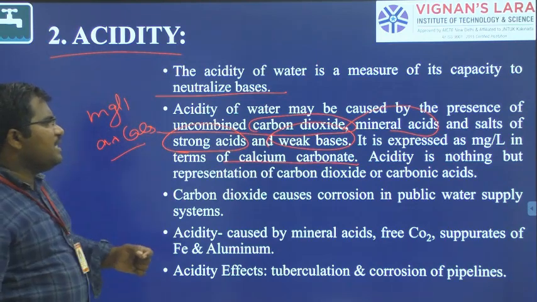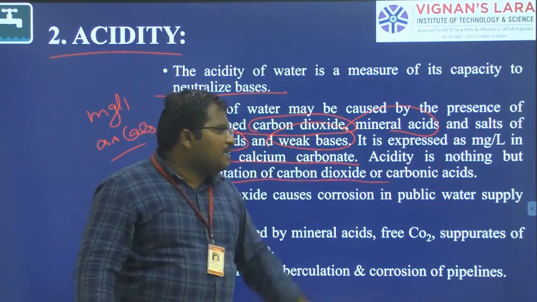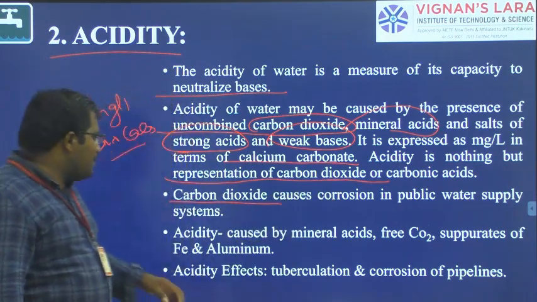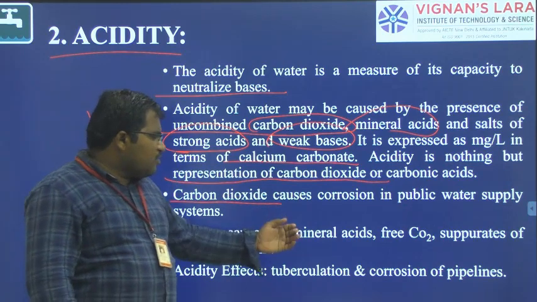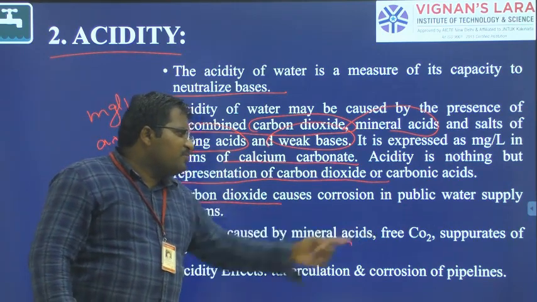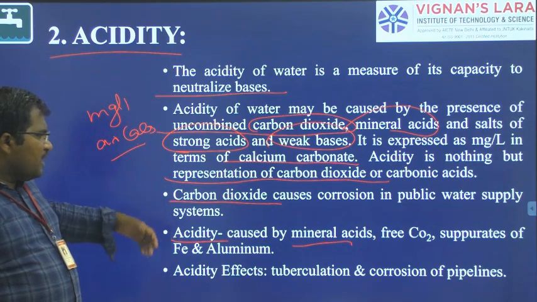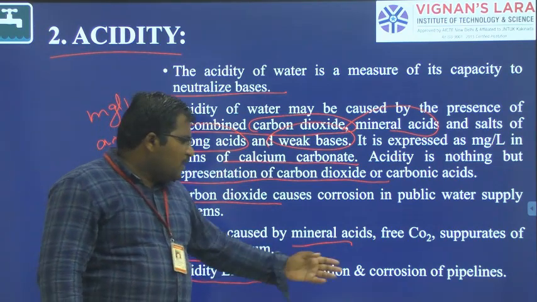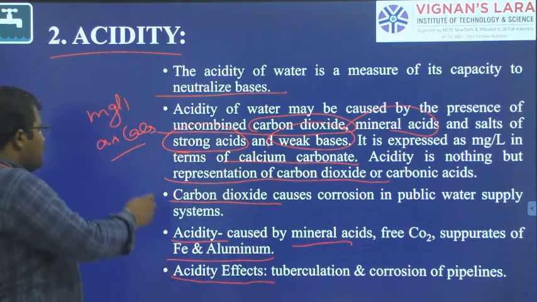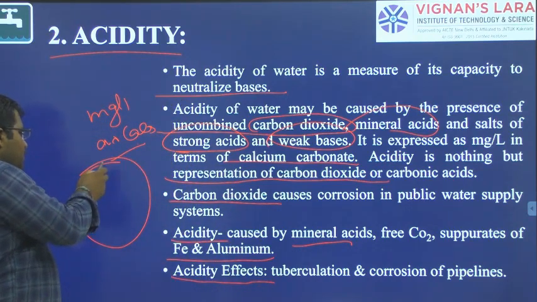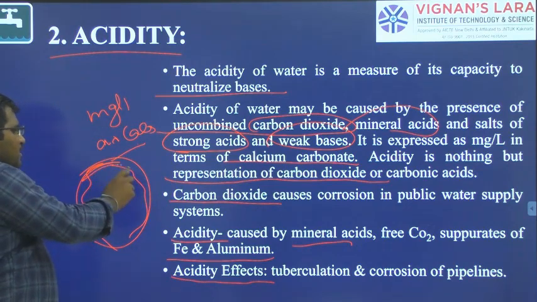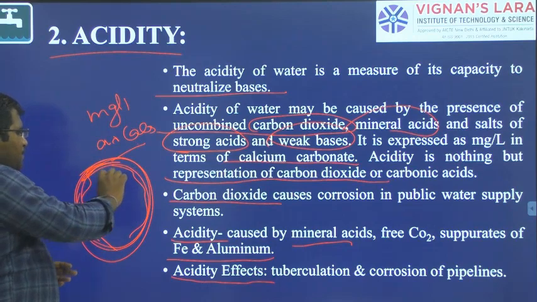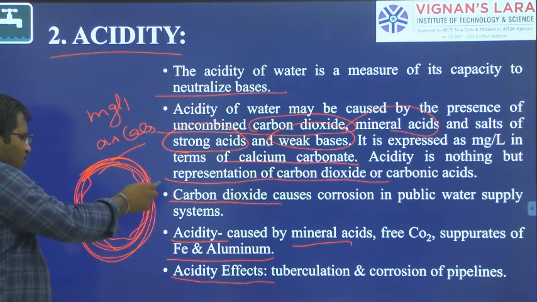Next, acidity is nothing but a representation of carbon dioxide or carbonic acid. Carbon dioxide causes corrosion in the public water supply system. Acidity is caused by mineral acids, free CO2, and also by iron and aluminium. Acidity affects the tuberculation and corrosion of the pipes. Tuberculation means inside the pipes we have irregular surfaces, where solids form and the pipe metal gets damaged.